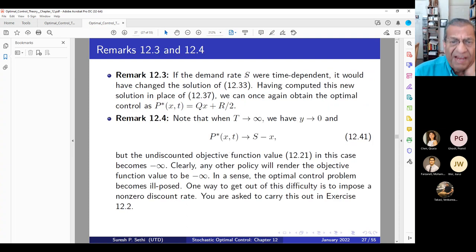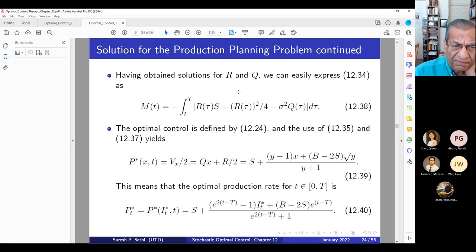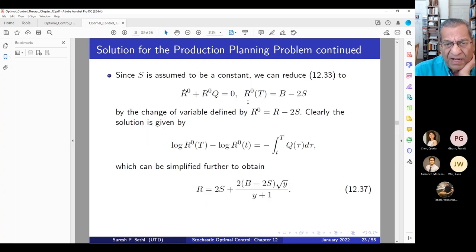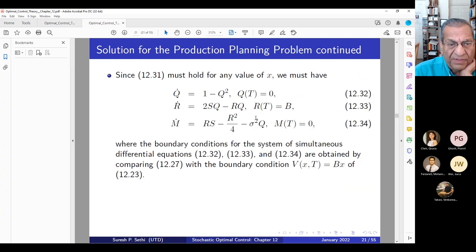If the demand rate was time dependent, it is not a problem, because if it's time dependent, I can still integrate it. It's maybe more complicated to integrate. If the demand is time dependent, I can still get this formula by doing, oh, this is for S constant. If S is not constant, I may still solve this equation.